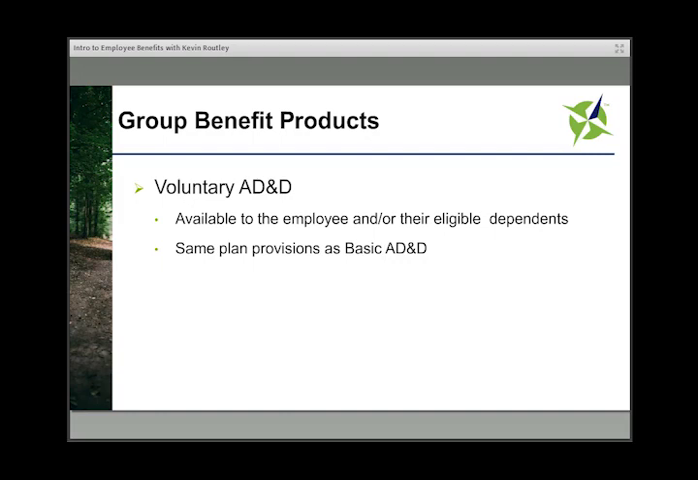Other group benefit products, there's voluntary AD&D. It's available to any employee and their eligible dependents. It's basically the same provisions as the basic AD&D.